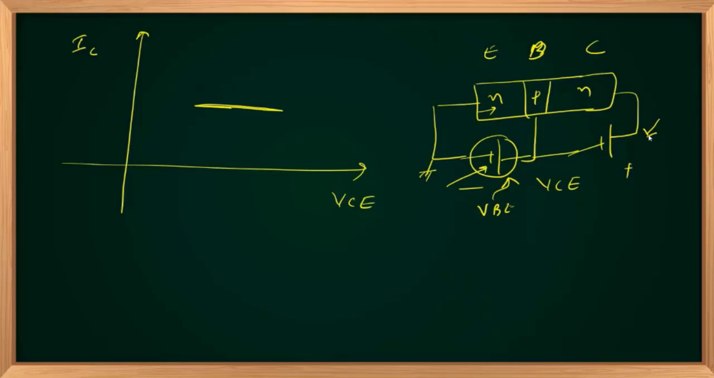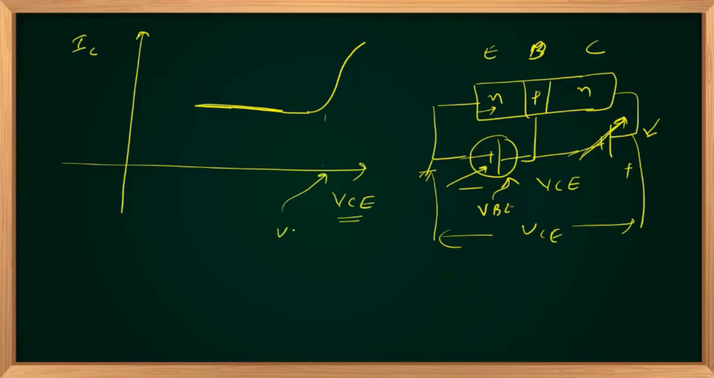Right? If I am varying this voltage source and I am increasing my VCE, so this voltage is nothing but VCE. If I am increasing this voltage between collector and base, my VCE will increase. And if I am increasing it again and again, the base collector junction will break down after some voltage. We'll call it VBR, breakdown voltage. And collector current increases excessively, and the transistor will get damaged.